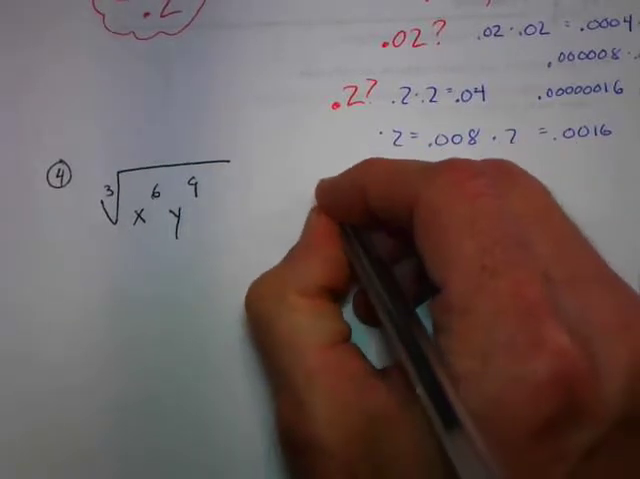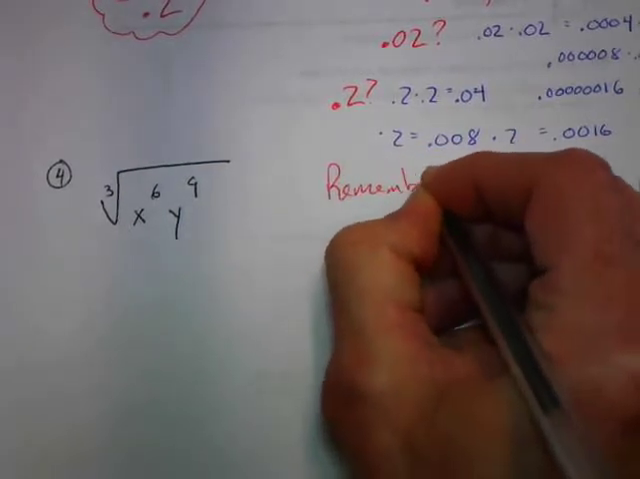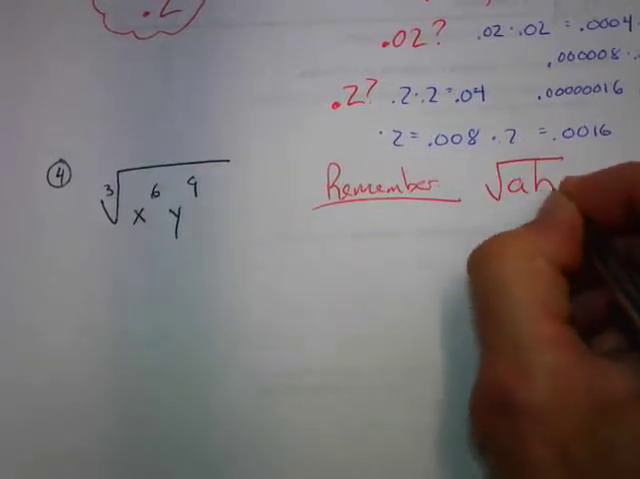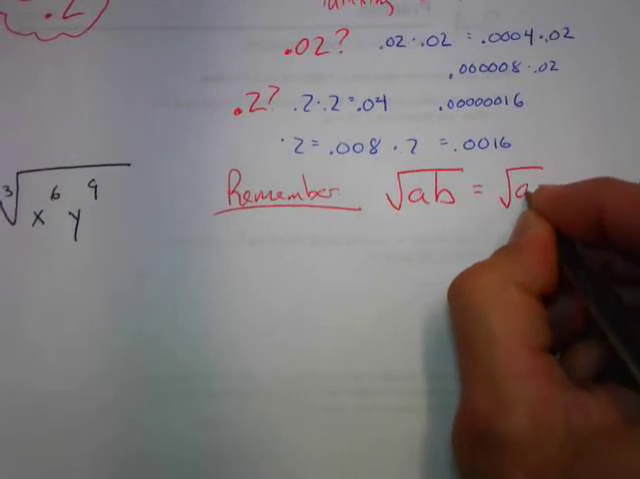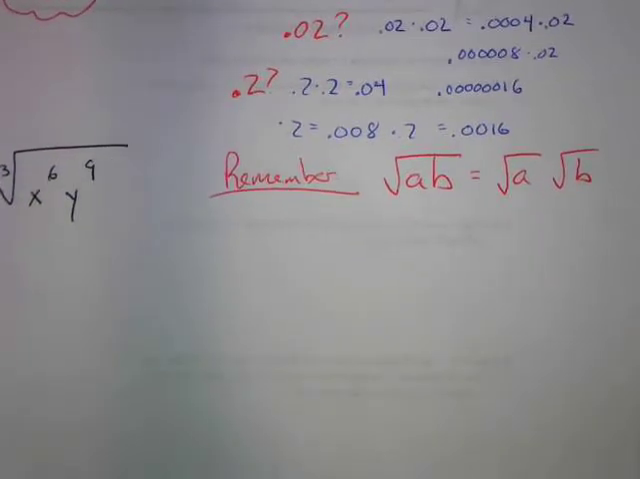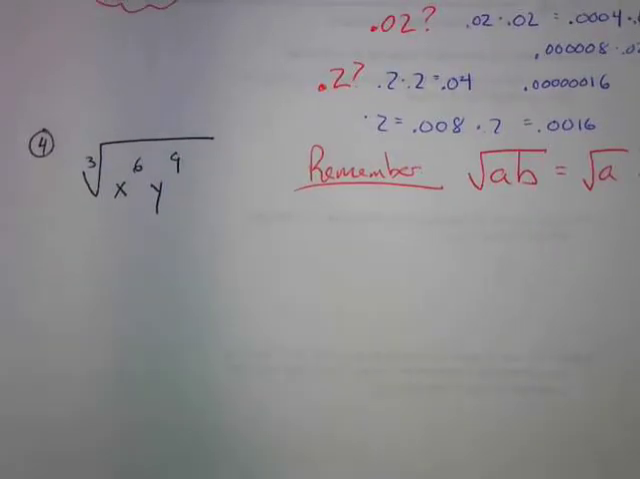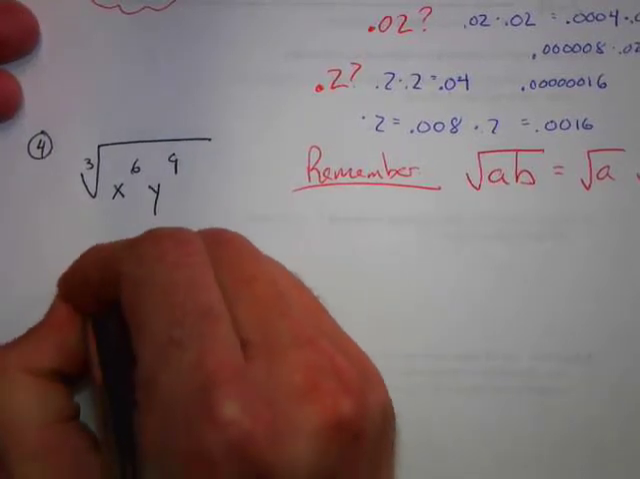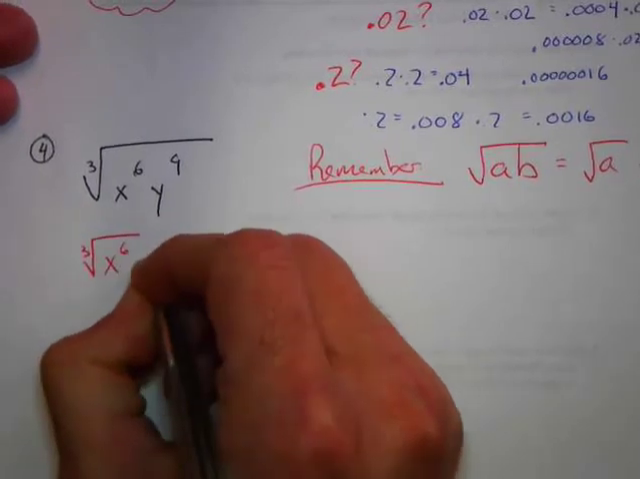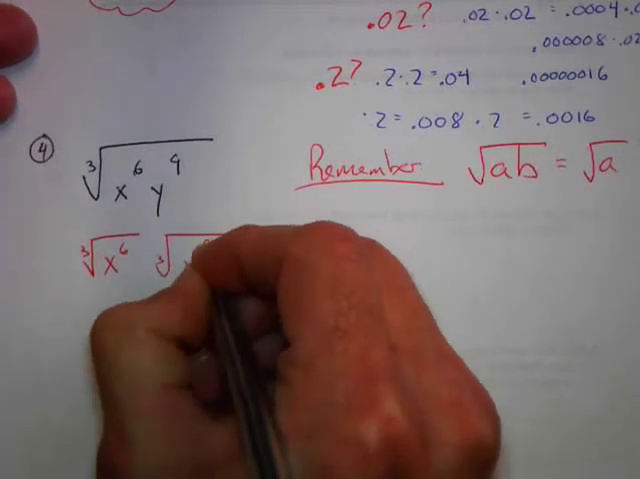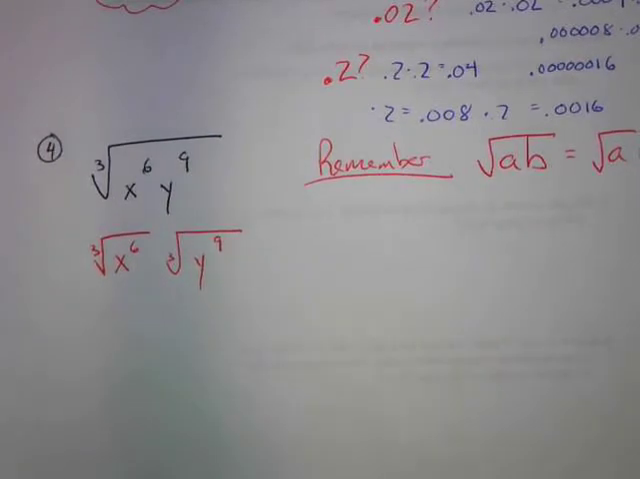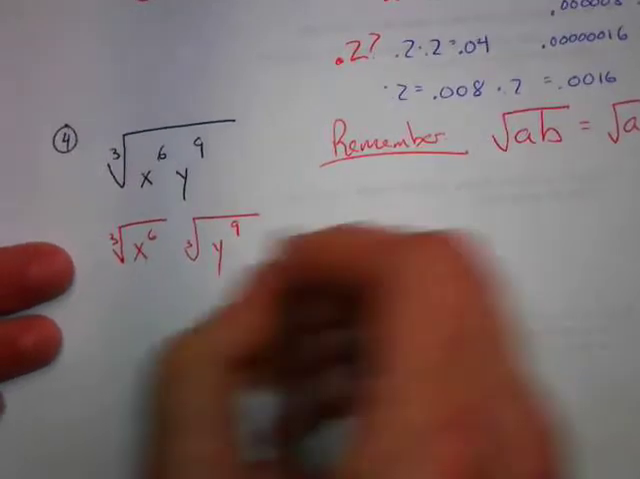We can play around with a couple of reminders. A reminder of this rule, like remember this. This is pretty important. Remember, the square root of a times b is equal to the square root of a times the square root of b. That's really important to remember. Okay, so we can do the same thing here. So we can actually apply that to this. Okay, so we have the cubed root of x to the 6th times the cubed root of y to the 9th. And remember what the cubed root asks. It asks what times itself 3 times gives us these things.